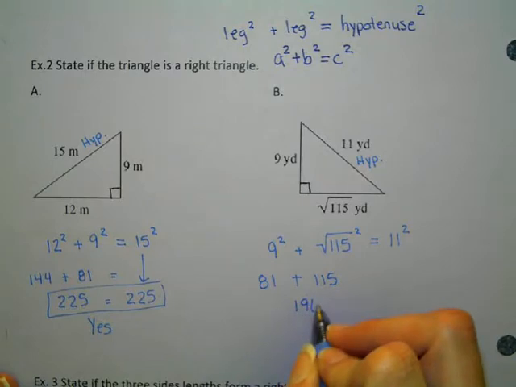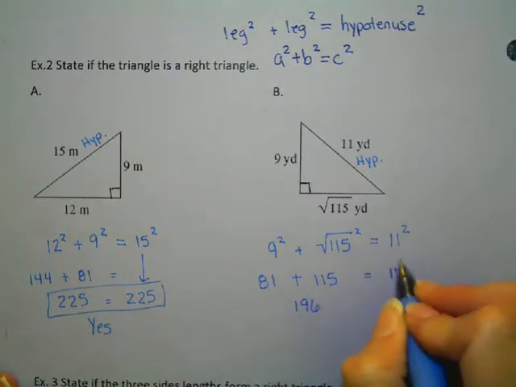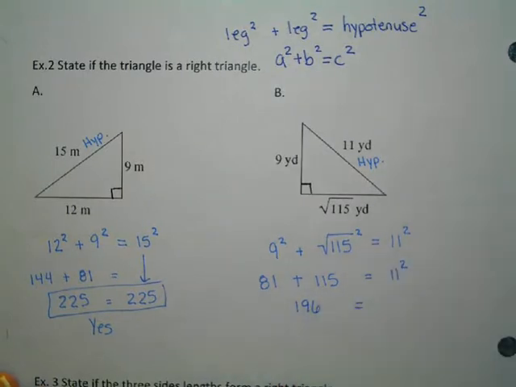That's this side. Let's see, what is 11 squared? 11 squared is 121. So the answer would be no, not equal. So it cannot fulfill the Pythagorean theorem, which makes it not a right triangle. Not a right triangle because Pythagorean theorem does not work if they're not equal.